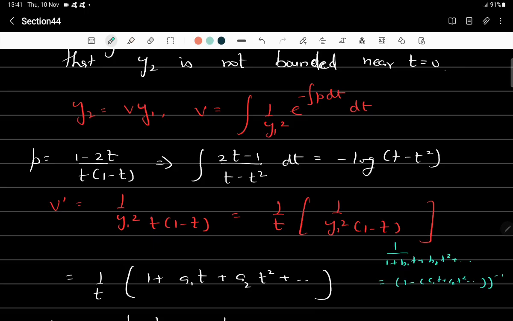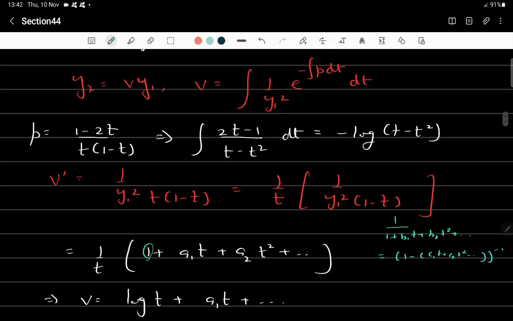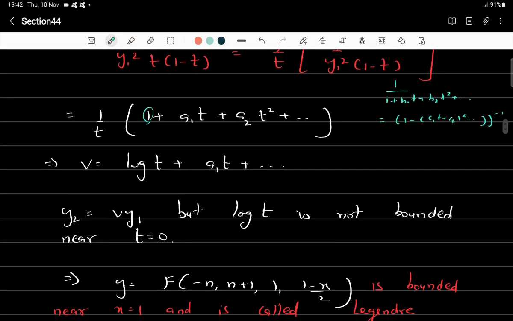Again, I am telling you, we are not in a condition to find y2. What we are trying to do is to see how y2 looks like. And we are only interested in the first term, which is this. So now if I take 1 by t inside and integrate to have v, then the first term would be log t and the remaining we are not interested in. Because your y2 is v y1, which means y2 has a term log t. And log t is not bounded about t is equal to 0. It means y2 is not bounded about t is equal to 0. It means the Legendre equation has only one bounded solution. And that we will call the Legendre polynomial.